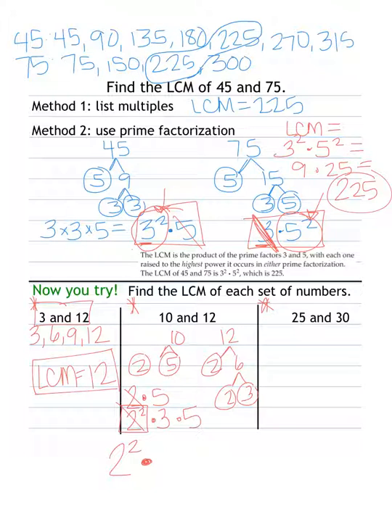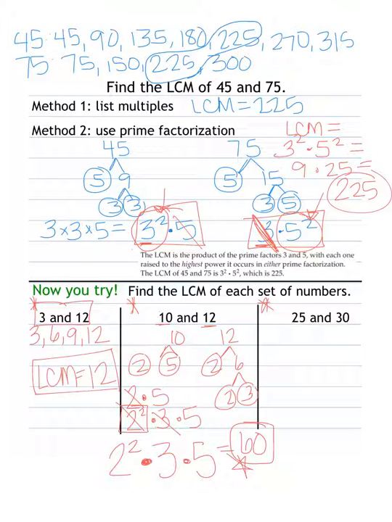There's only one 3, so I need to use that. And then they each have a 5, but they're both just 5 to the single power. So we have 2 squared times 3 times 5. 2 squared is 4 times 3 is 12 times 5 is 60. And then I always ask myself when I get my answer, is 60 a multiple of 10 and 12? Yes, because I know that 10 times 6 is 60, and I know that 12 times 5 is 60. So that one would work.